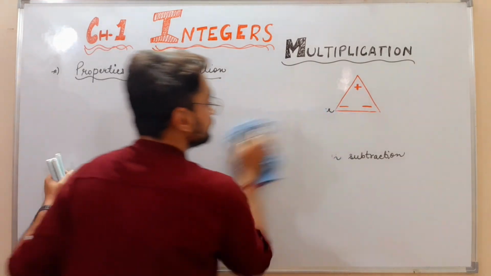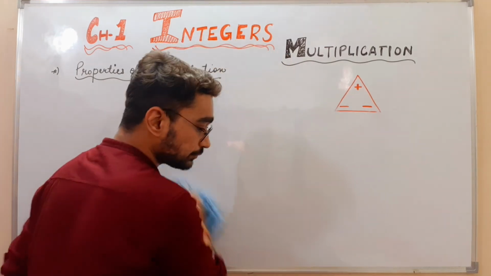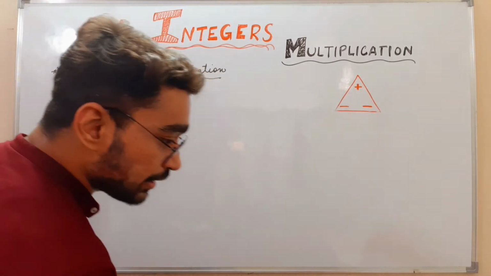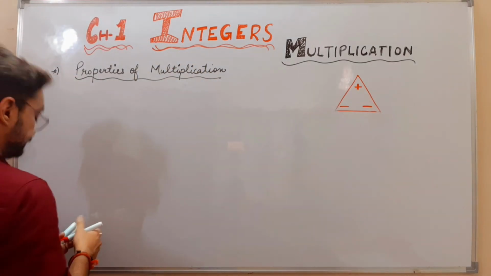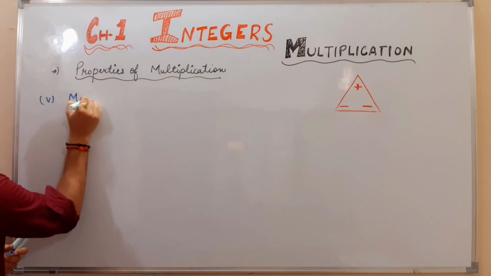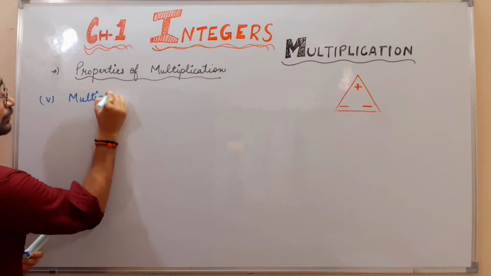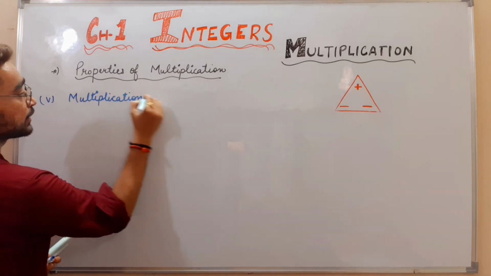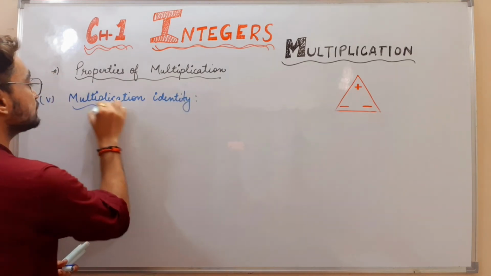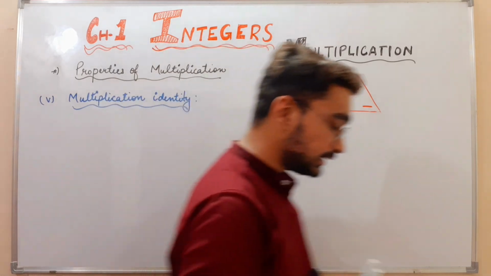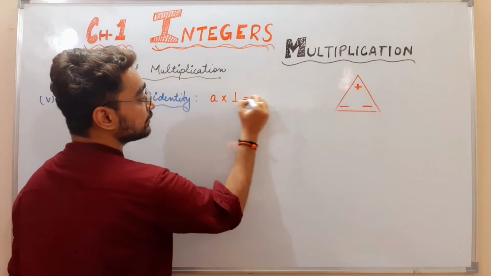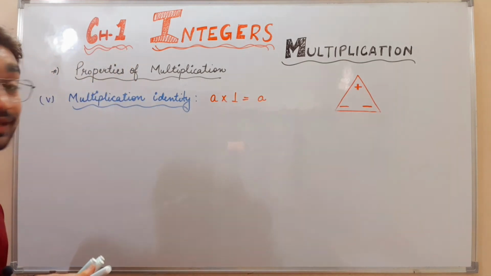Now, let us see the other properties. The other property says that multiplication identity. It says that if you are multiplying any number with 1, then you will get the same answer. You will get the same answer.